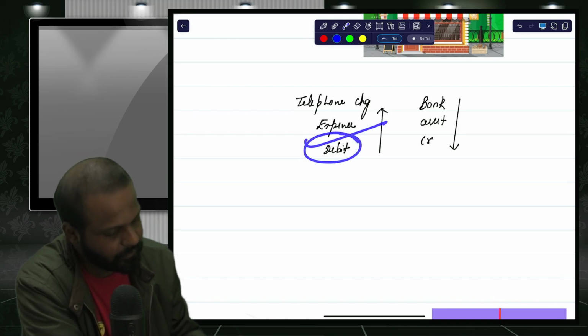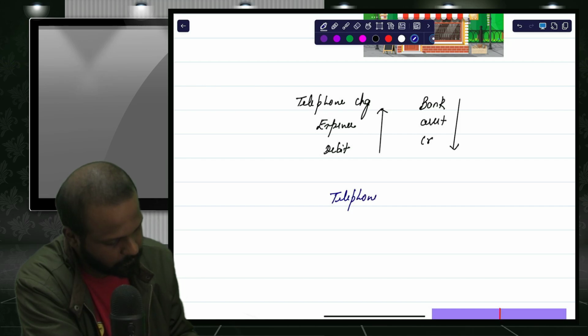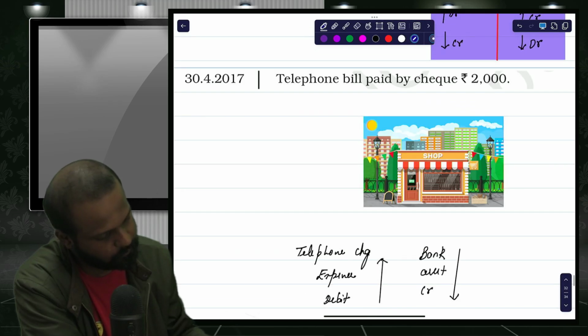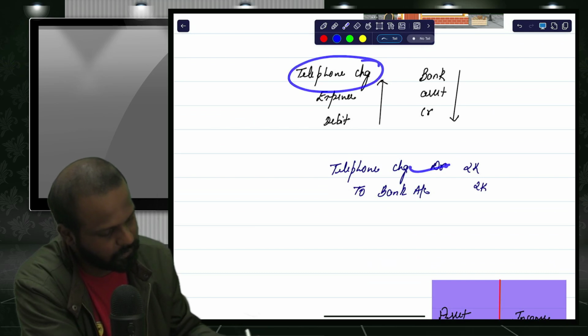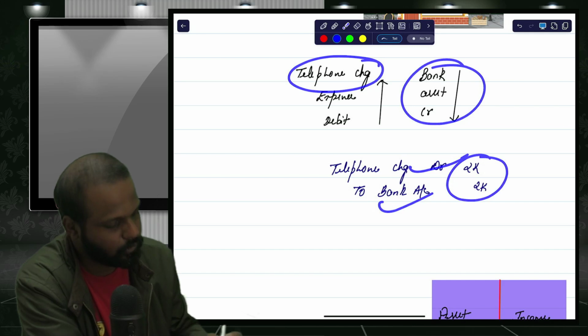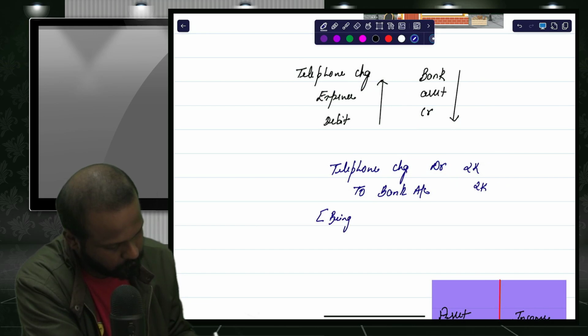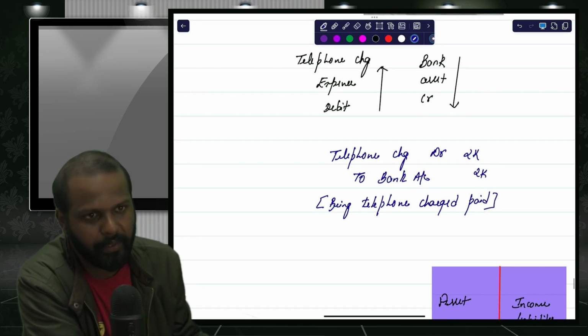To create expense, we do debit. So telephone charges account debit to bank account, 2,000. Telephone charges debit to bank account, 2,000. Being telephone charges paid, or being telephone bill paid.